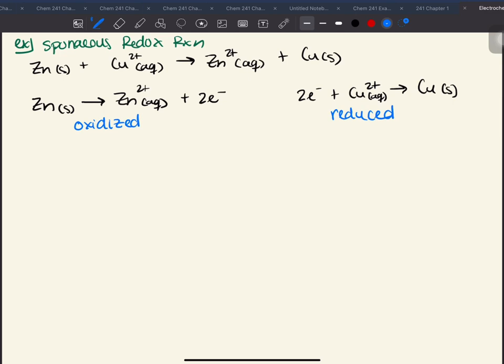So remember, we can decide what is going to be present at the anode and what is going to be present at the cathode based on what is being produced and what is being oxidized. So the anode is where the oxidation occurs. So in this case, zinc will be the anode, and copper will be the cathode.